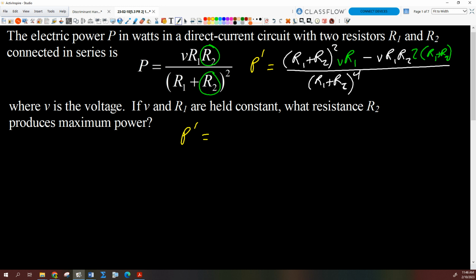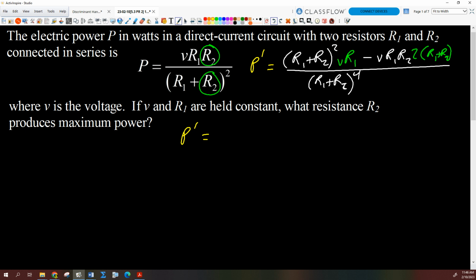P prime equals, if I distribute here, distribute the VR1, oh no, it's not that. I got to FOIL that. Let's factor out. No, you guys talk to me. You tell me what to do. What am I going to do on top? What could I factor out? I could factor out a VR1 and also R1 plus R2. Everybody see that?